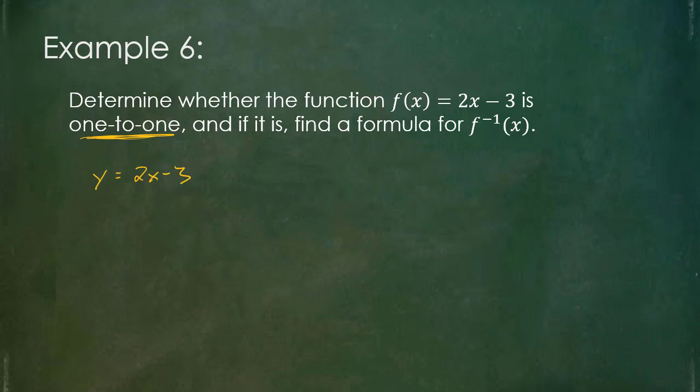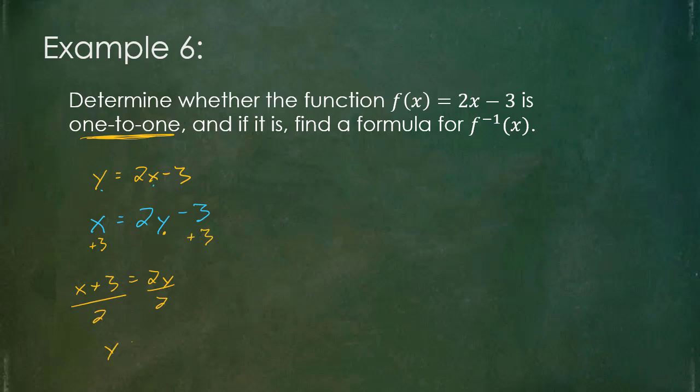Alright, that step was done. Now I take the x and the y and just swap them. So I'm going to write x where y was, keep 2 where it was at, but then switch x now to a y, and then keep the minus 3. Our next step is to then just try and solve for y, so try and get y by itself again. So I would add 3 first. That would give me x plus 3 equaling 2y, and then divide by the 2.